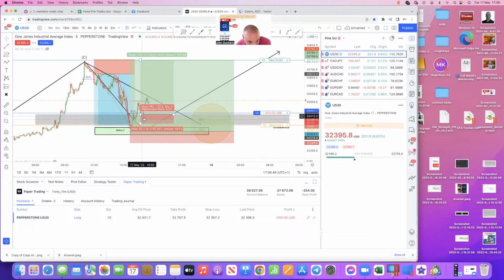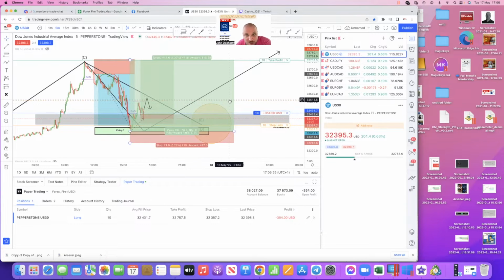If we do get the continuation of clear and it breaks the structure up on here, we'll just look for the entry on the next order block up to create more profits. So I'll be back in a second.